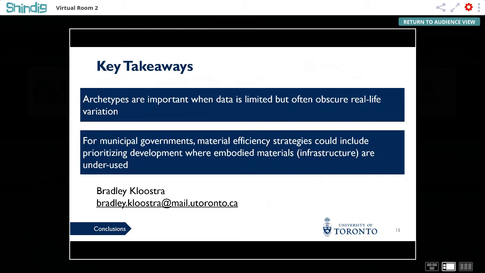And then secondly, on the policy side, I think that for municipal governments, material efficiency strategies could include prioritizing development where embodied materials and infrastructure are underutilized. And on the government side, we would also argue that governments should invest in maintaining construction material inventories themselves. And I think that the City of Toronto is particularly well positioned to do so, as they already publish a great deal of open data related to the city's built environment.